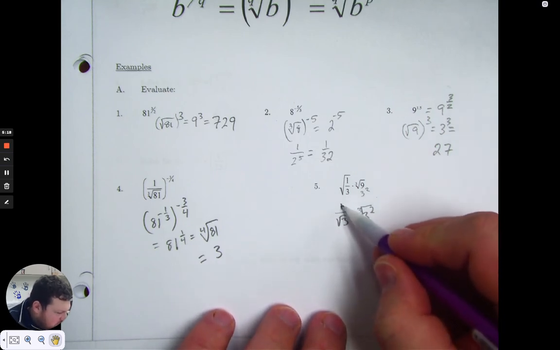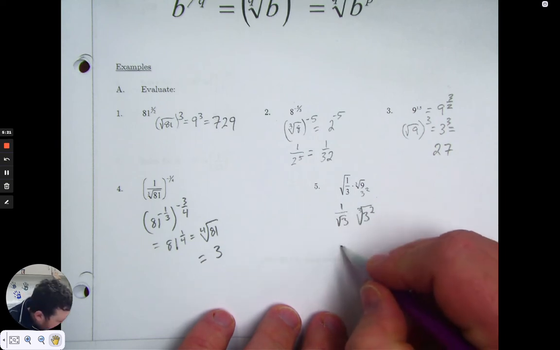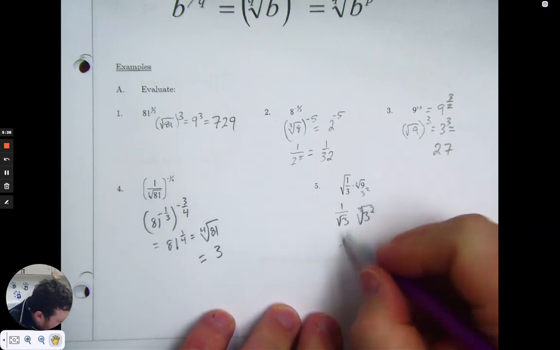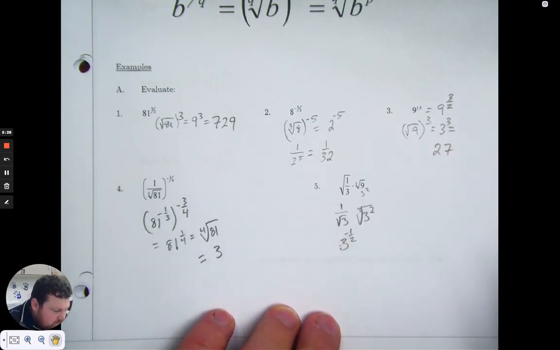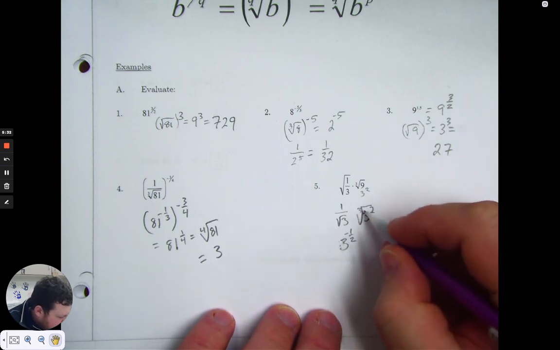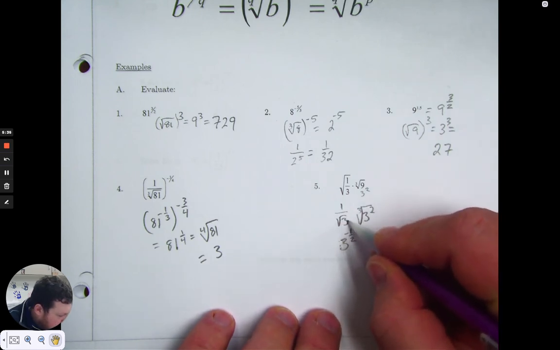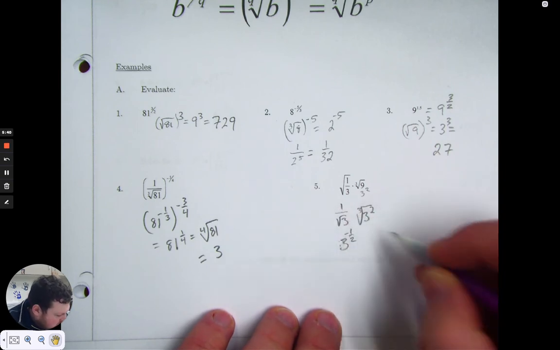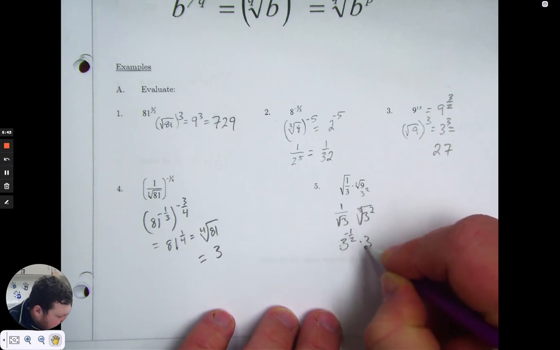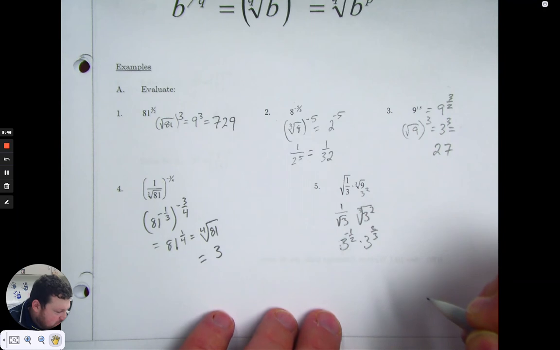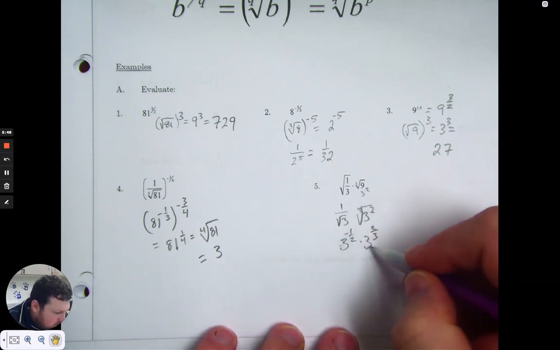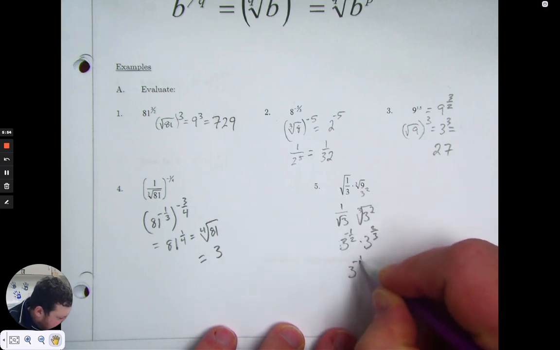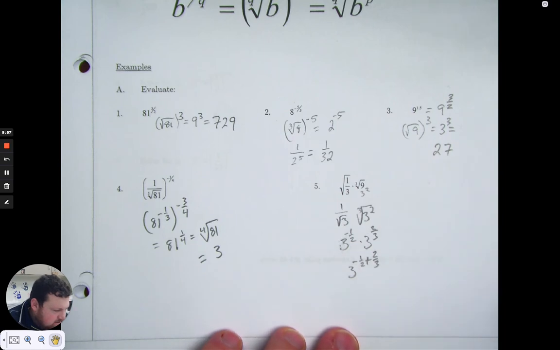Now, we can again get rid of this fraction by writing this as 3 to the negative 1/2, because this is the square root, so the 1/2 power, and to get rid of the fraction, we write it as the negative 1/2. Then this is really 3 to the 2/3 power. Our bases are the same, so we just add our exponents. So this is 3 to the negative 1/2 plus 2/3.